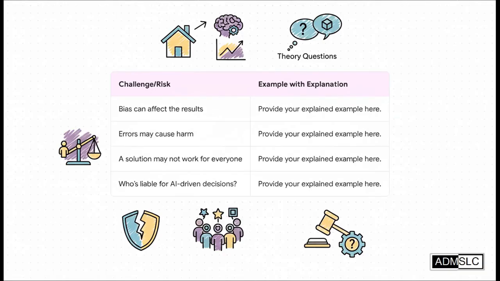The last theory question is a big one for critical thinking. You've got this table to fill out about the challenges and risks of AI, and we're not looking for vague, generic answers here. We need you to come up with solid, concrete examples for big issues like bias in algorithms, or who's to blame when an AI makes a mistake that causes real harm.